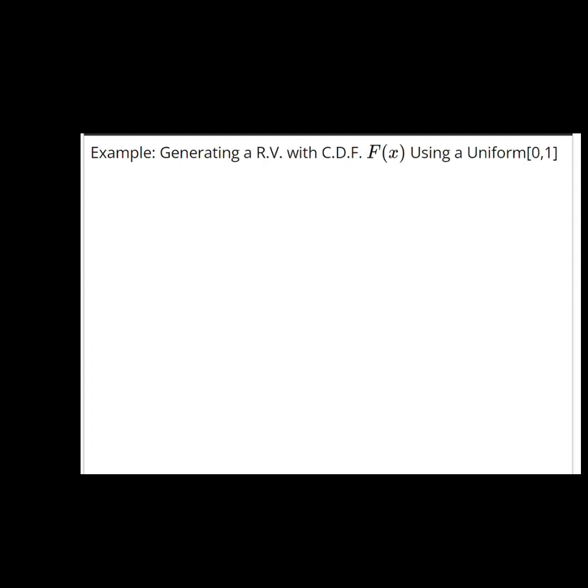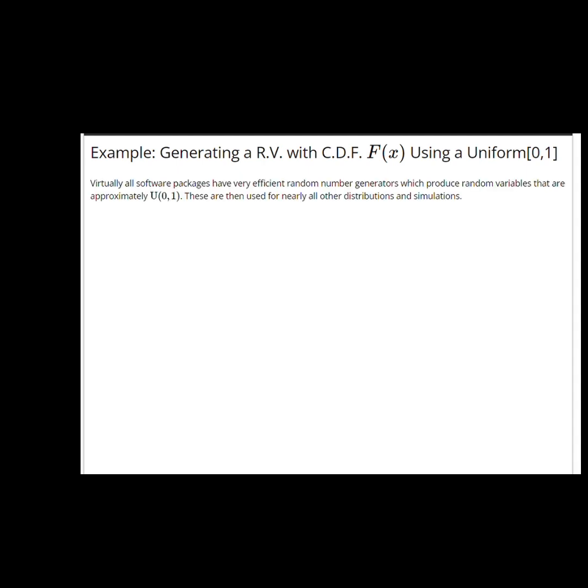Example: generating a random variable with a CDF capital F of X using a uniform. This is exactly the reverse process of the one we've just described. And, in fact, it's an integral part of virtually every software package that does simulation. Computers are very efficient at generating random variables that are approximately uniform on the interval from 0 up to 1. Nearly all other distributions and virtually all simulations are conducted by transforming these to get the distribution that you require for your given problem.